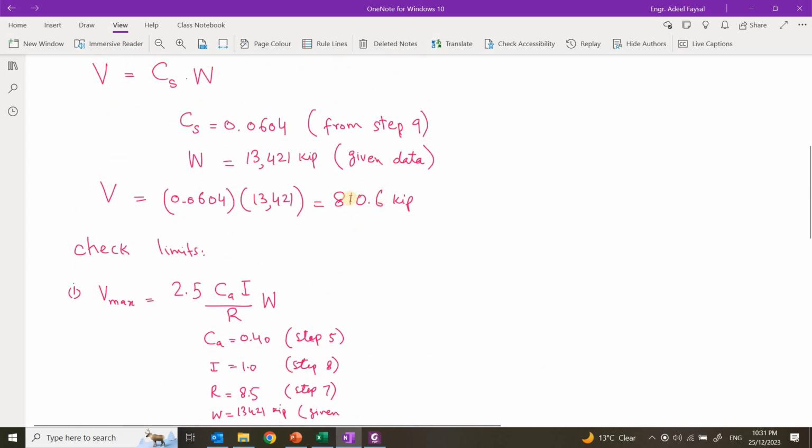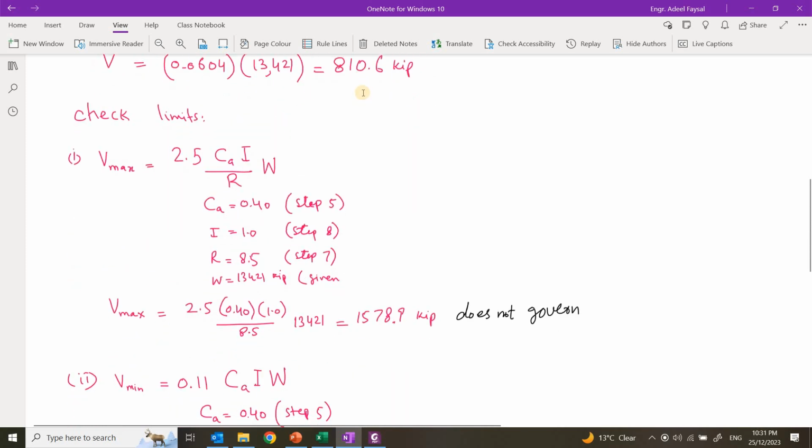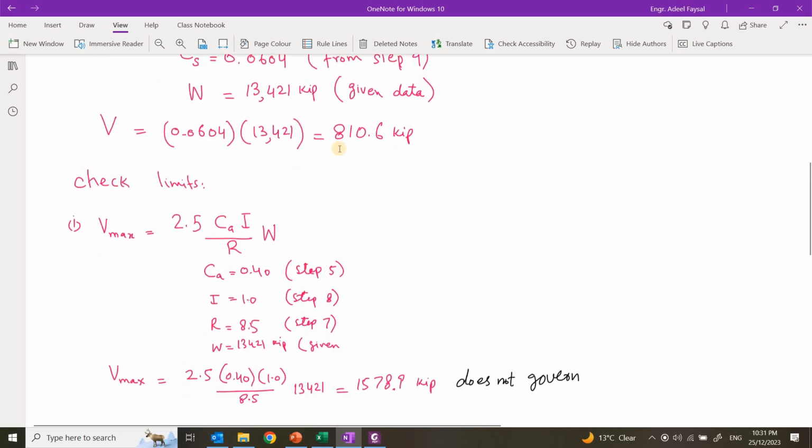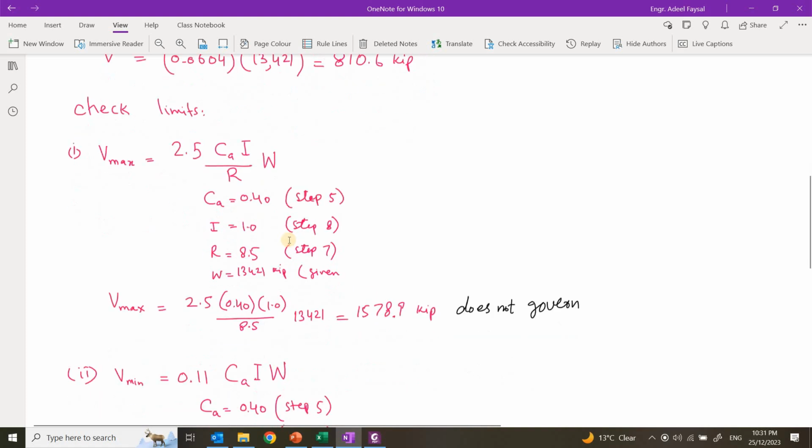So this is the maximum that you can allow. If the value calculated based on this expression were larger than this value, we would have taken it equal to this. But in this case it doesn't govern. The value calculated is already less than the maximum. Okay, so this does not govern.